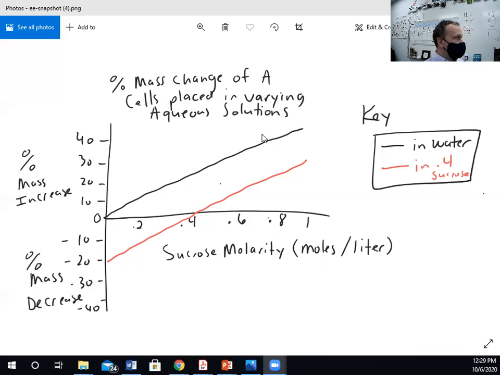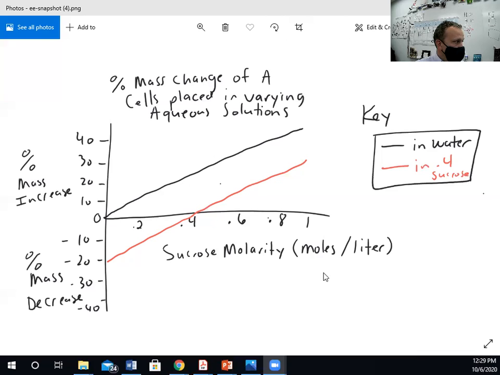Now, where's that line going to go? Is it the same trend? No. Where does the line start here? Yeah, it basically does this. So as you go from 0, where that solution surrounding is extremely hypotonic, you'll see that percent mass increase. And all of your data suggested it's around 40%. And then the line's going to go down here.